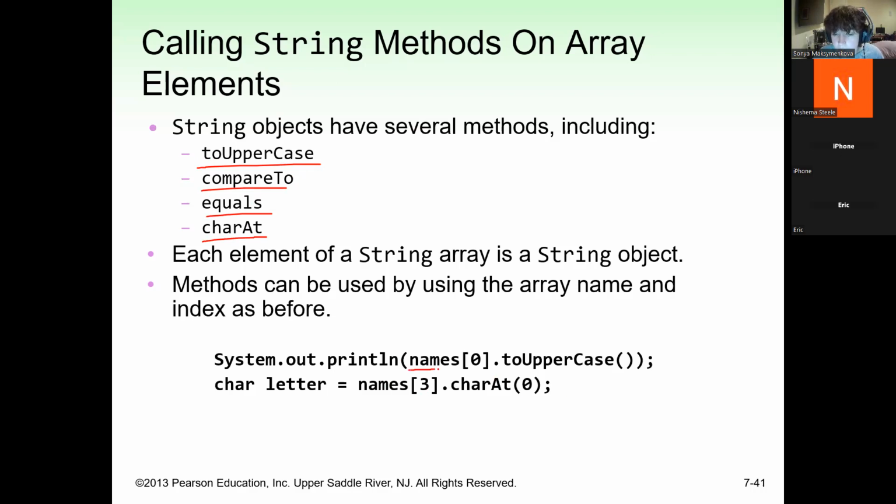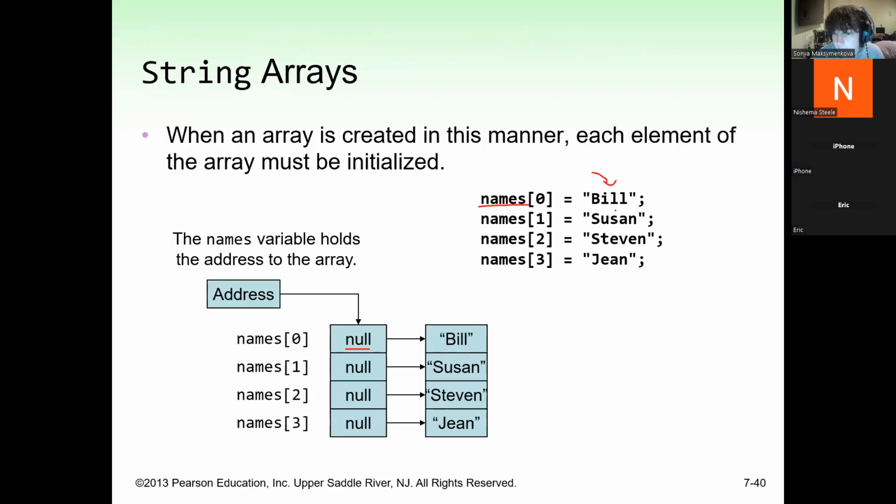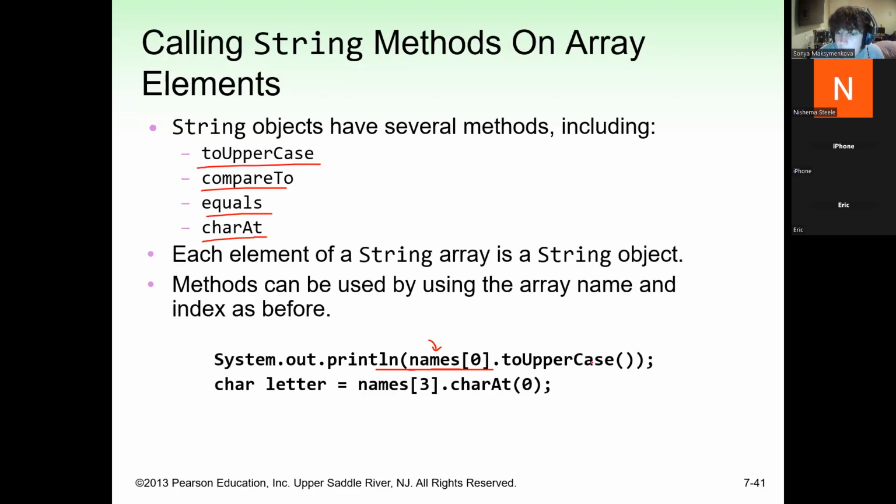You would just put the element that you want to access by putting the name of the array and the square brackets, and inside of the square brackets you would put the subscript, and then put a period and the name of the method that you want to use. So in this case, everything that's stored inside of names at index 0, in this case it's Bill, we are going to make it uppercase. So instead of having just Bill, we're going to have BILL, like this. All letters will be uppercase.